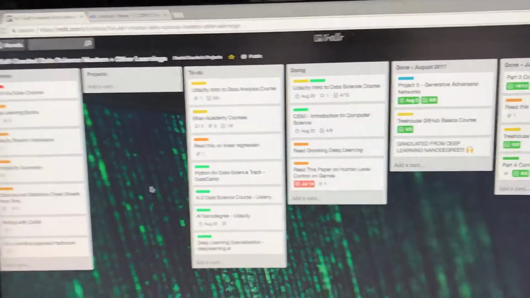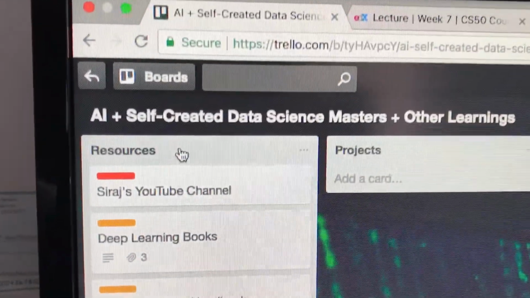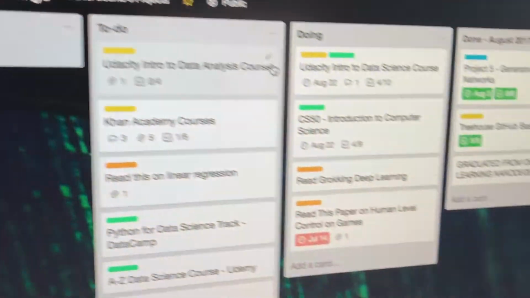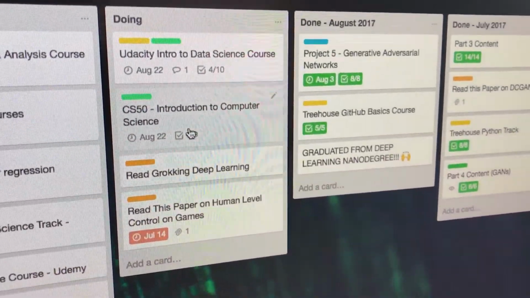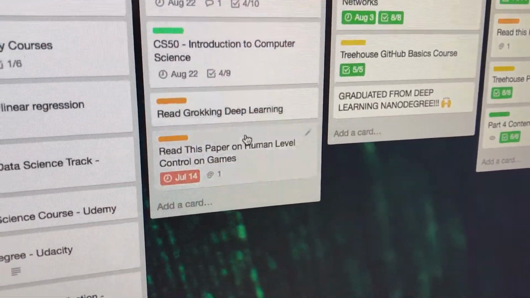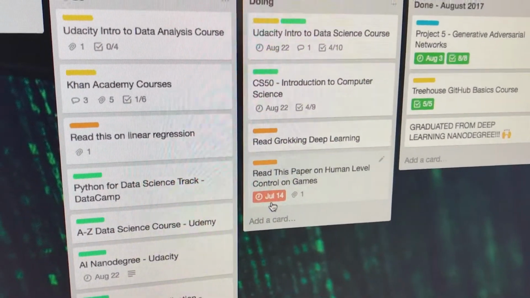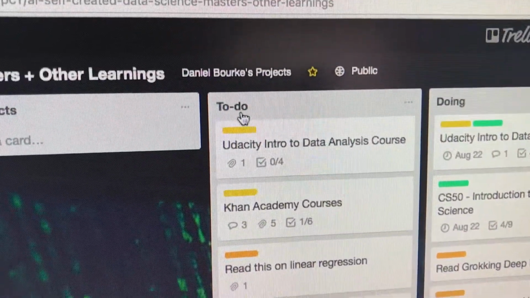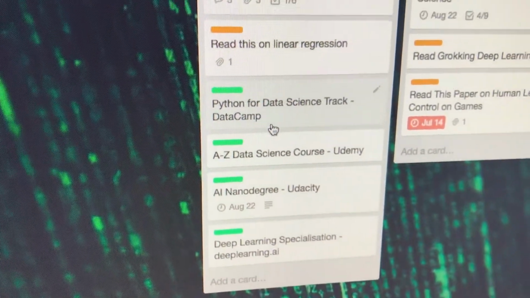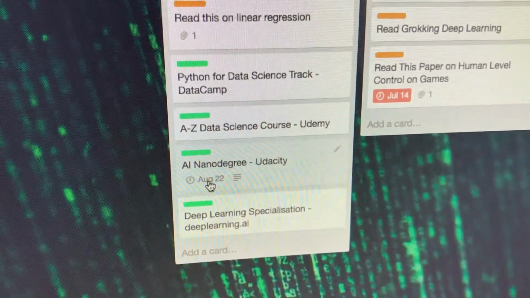And this is my Trello board, by the way. I'll link it in the description, of creating my own data science masters and artificial intelligence. As you can see, I'm doing a few things at once here. Udacity Intro to Data Science course, CS50, reading a book on deep learning. I was supposed to read this paper almost a month ago now, been slack on that one. But here are some things I'm going to be doing in the future. So we got Python for data science. These all may change as well. This is the only real one here, and that should be starting on September 1st.